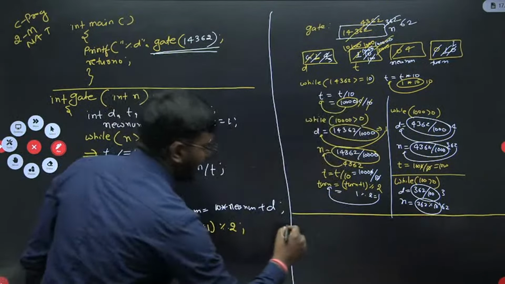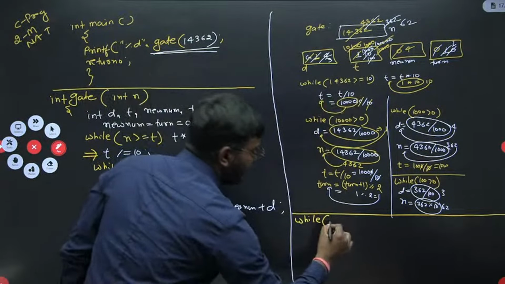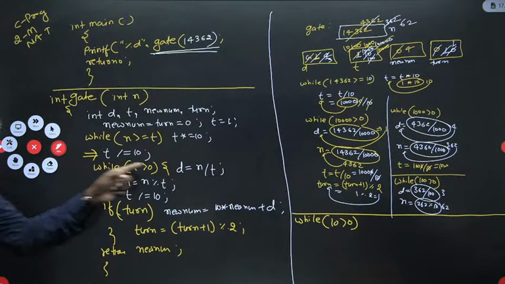Okay, now see what the while condition is. The while condition is t. What is this t? It is 10. Is 10 greater than 0 true or false? It's true. If it is true, then again go and perform the same here.